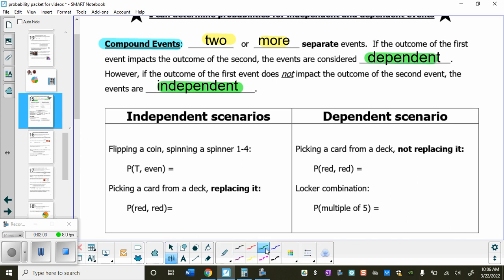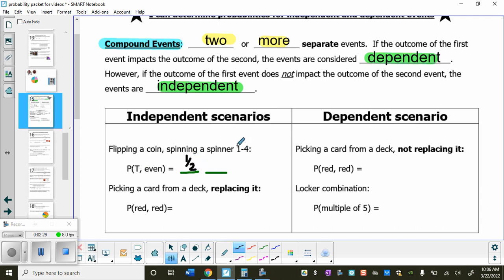Now to calculate the probability of flipping a coin and spinning a spinner and seeing what happens here, like the probability that I land on tails and get an even number, the probability that I land on tails, I'm going to put in this first blank. The probability that I get an even number when I spin the spinner is going to go in the second blank. So the probability that when I flip the coin, it lands on tails is 1/2.